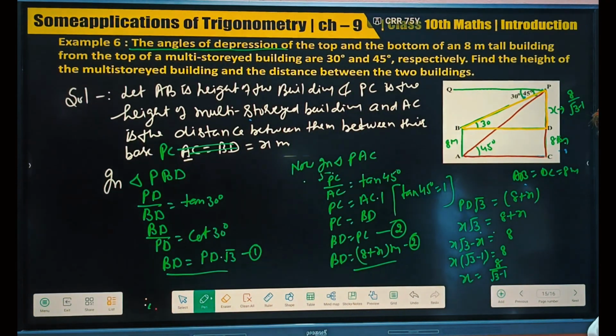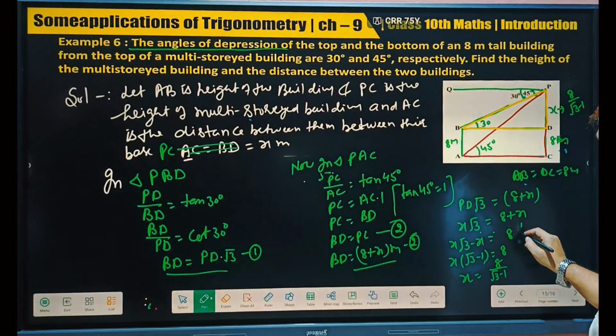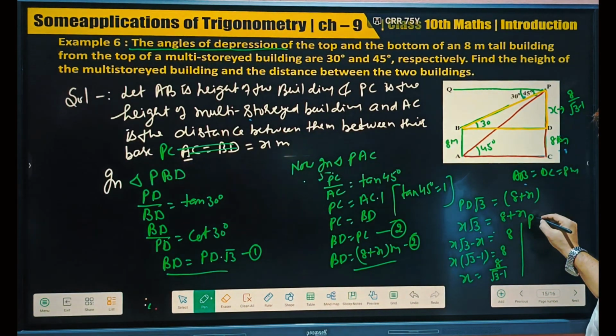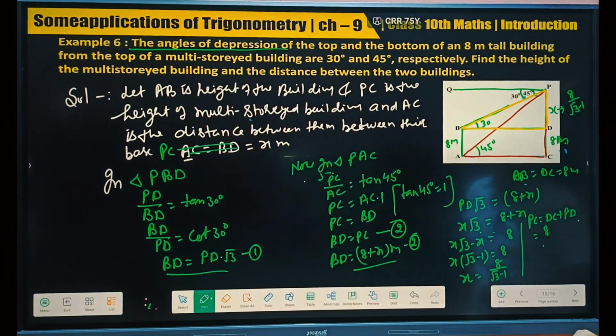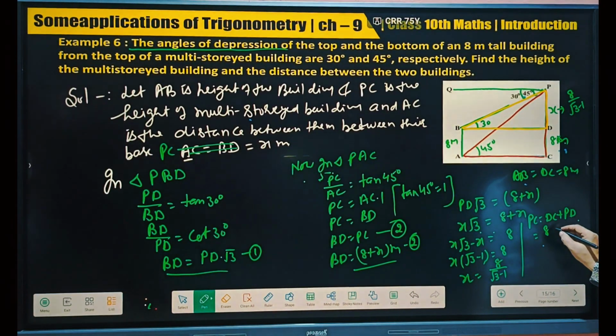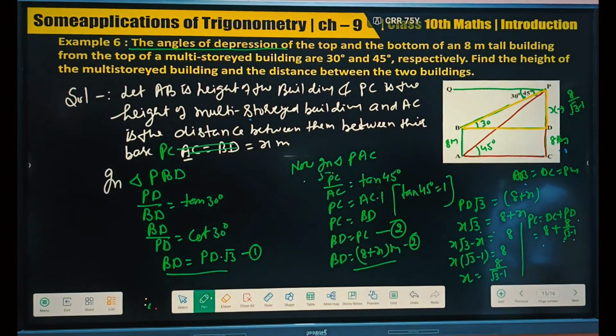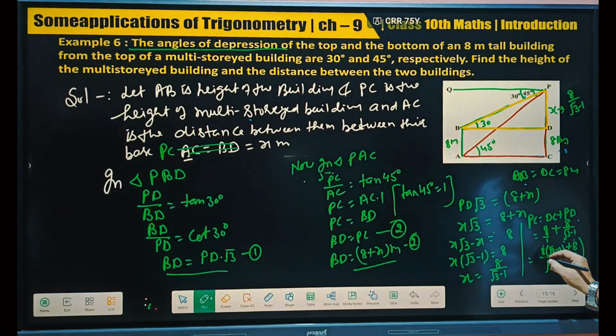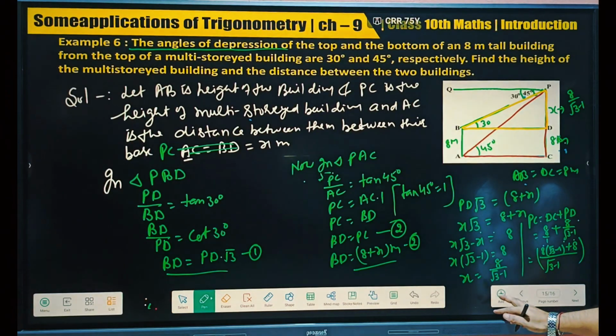And what do we have to find out? PC. What's your PC? PC is equal to DC plus PD. What's your DC? 8 meter. And PD is 8 by under root 3 minus 1. So what's coming? 8 by 1. How can you find out the LCM? Under root 3 minus 1. So this is 8 into under root 3 minus 1 plus 8. We can solve this taking one more page.